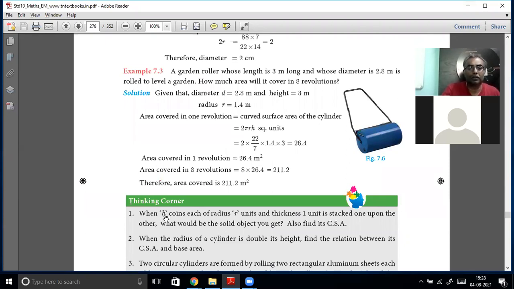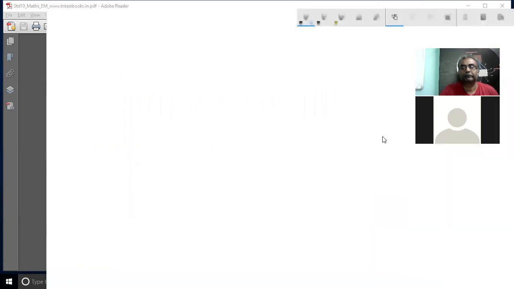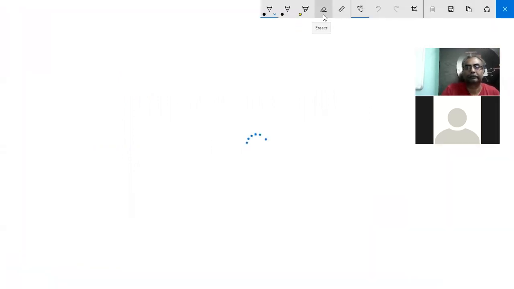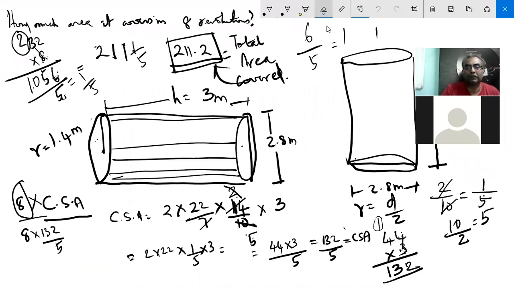Now let us go to this thinking corner. When H coins, each of radius r units and thickness 1 unit, are stacked one upon the other, what would be the solid object you get? And also find its CSA. Can you imagine that? H coins each of the radius r and thickness 1.